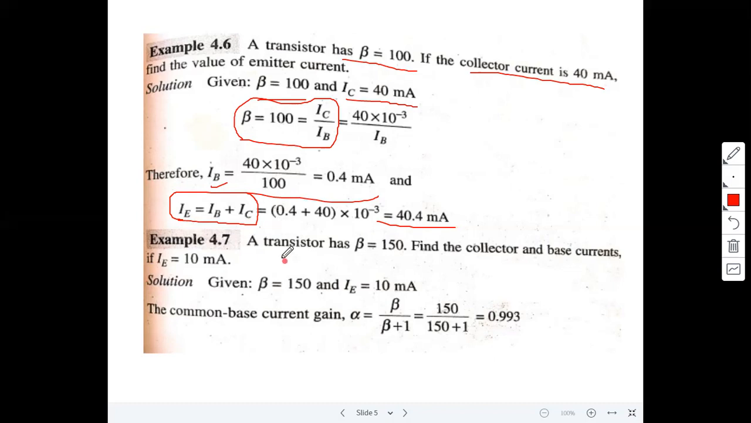Next, another problem. A transistor has beta is equal to 150. Find collector and base currents if IE is equal to 10 milliamperes. Now, using the relation between alpha and beta, alpha is equal to beta by beta plus 1, that is equal to 0.993.